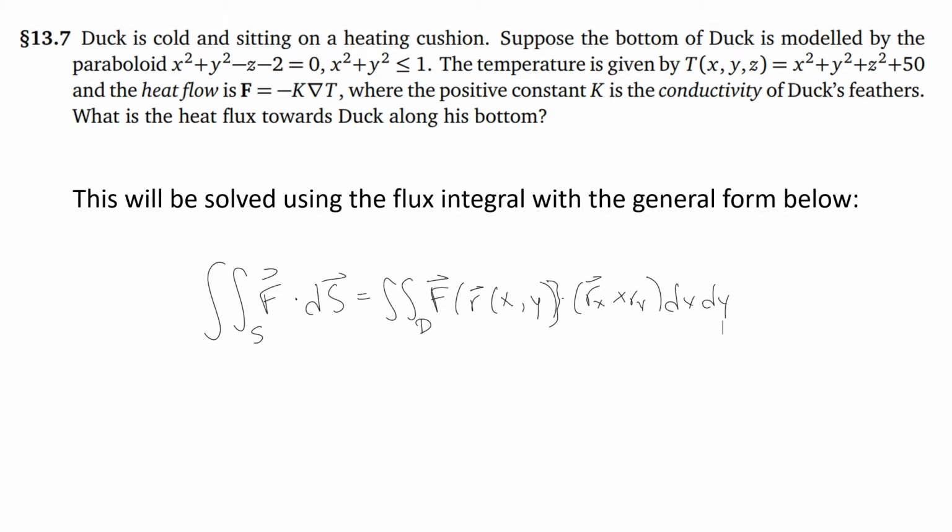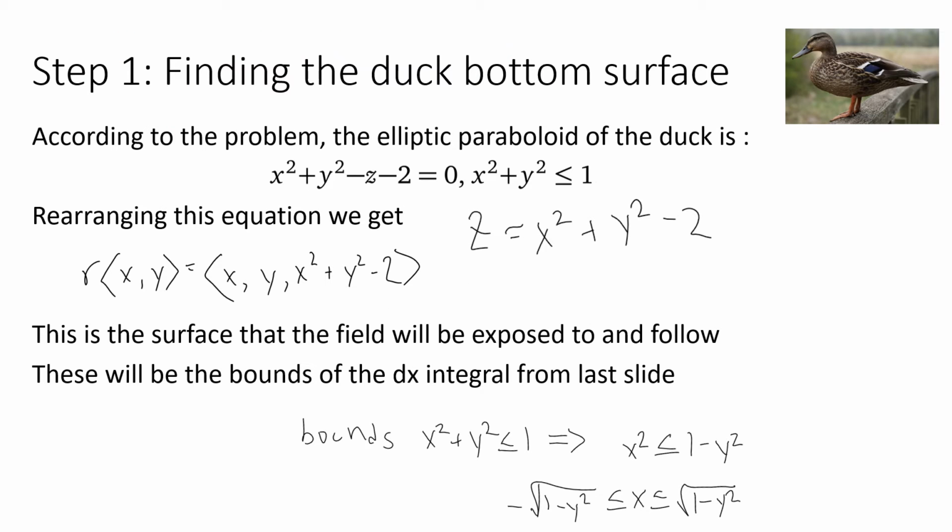So we're going to use the flux integral for that, and that has the form shown below. In order to approach this problem, we want to start by finding the surface, which is the duck's bottom. The duck is represented by an elliptic paraboloid, which can be seen on the duck in the corner. This is represented by the equation x squared plus y squared minus z minus 2 equals 0, with the bounds x squared plus y squared is less than or equal to 1. We can rearrange this first equation to get z equals x squared plus y squared minus 2.